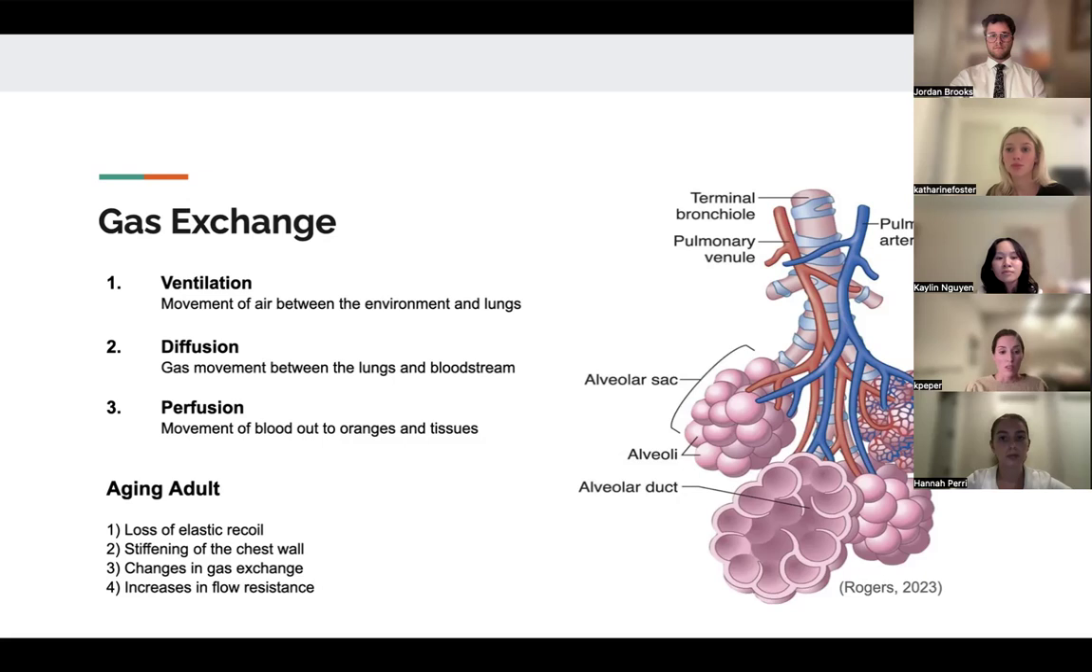And so with the aging adult, in Petra's case, there's a few things that can happen. We can lose some of that elastic recoil. We can have stiffening of the chest wall. We can have changes in gas exchange and an increase in the flow resistance. And there are also some other exacerbating factors that can influence that as well: nutritional status, socioeconomic status, environmental toxins, smoking, things like that. And next, we are going to move into the pathophysiology.